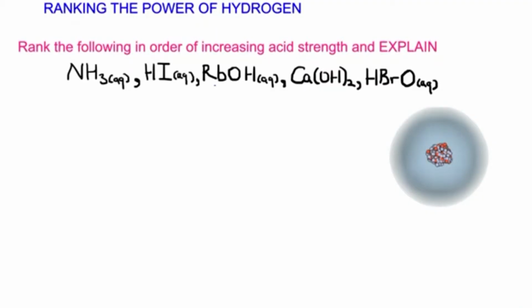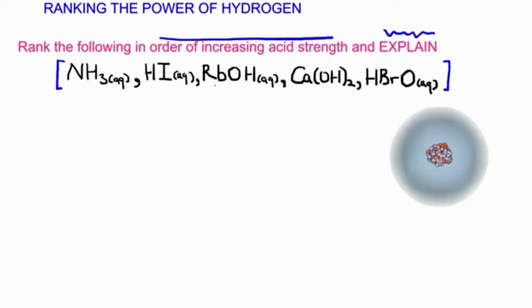Now in this video we're going to dive into ranking the power of hydrogen, which is also known as increase in the pH, and in this particular part we're going to rank the following in order of increase in acid strength and also explain the reason why that is the case. We're going to focus now on these compounds, which are 5 in total.